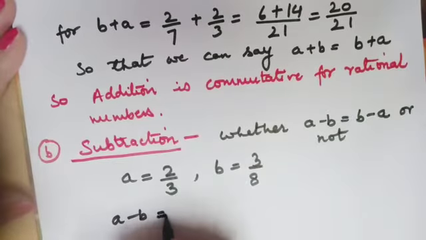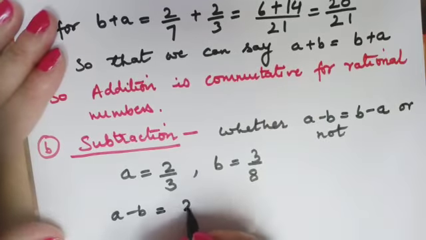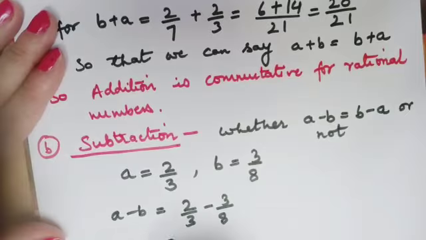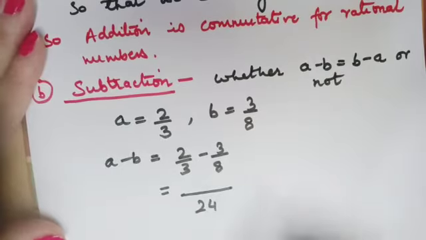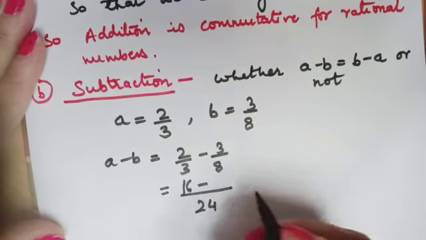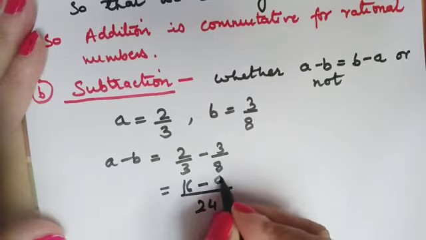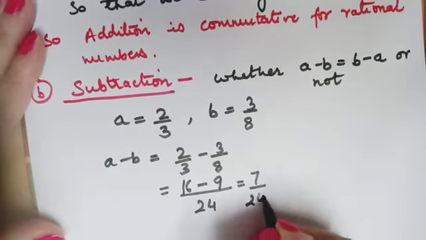Then we will check for A minus B. 2 by 3 minus 3 by 8. We will take LCM. That will be 24. 3 8s are 24. 8 into 2 is 16, minus 8 3s are 24, 3 into 3 is 9. It will become 7 upon 24.